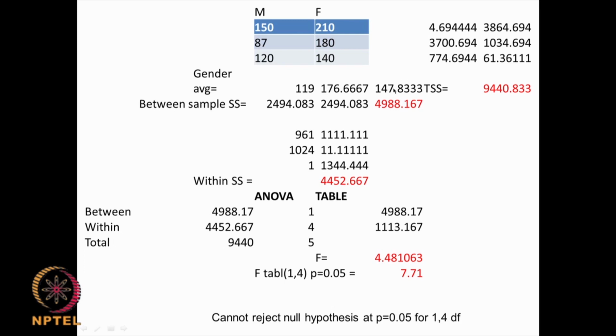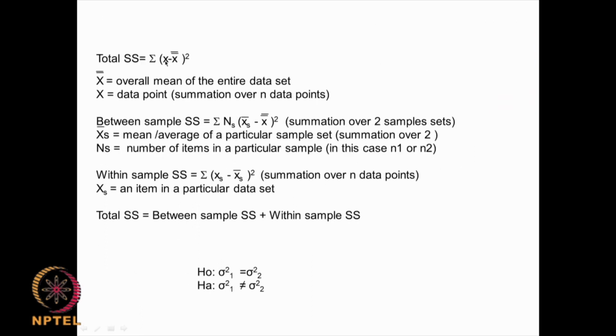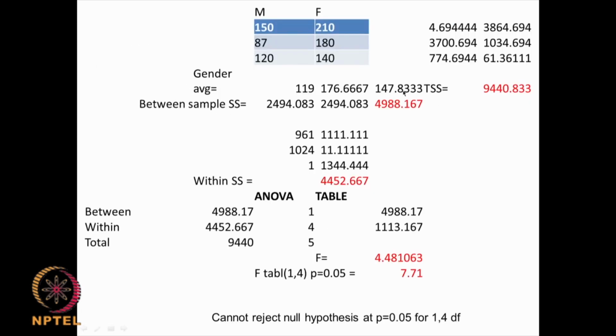Now how do you calculate the total sum of squares? You remember this equation? You take each one of the data points, subtract the global average, square it up and keep on adding. So I take 150 minus 147.8, subtract, square; 87 minus 147.8 squared; 120 minus 147.8 squared; 210 minus 147.8 squared; 180 minus 147.8 squared; 140 minus 147.8 squared.